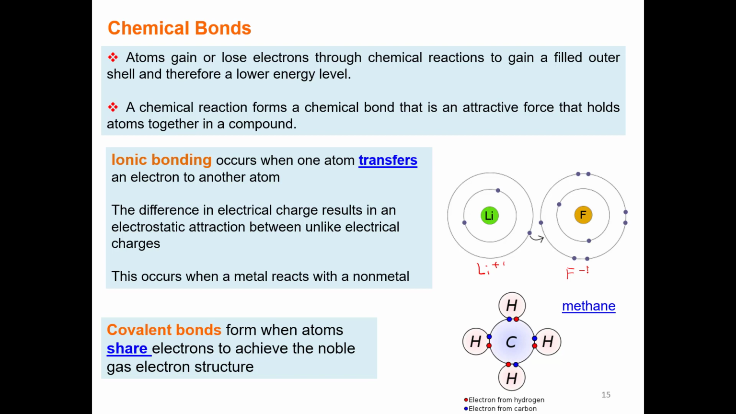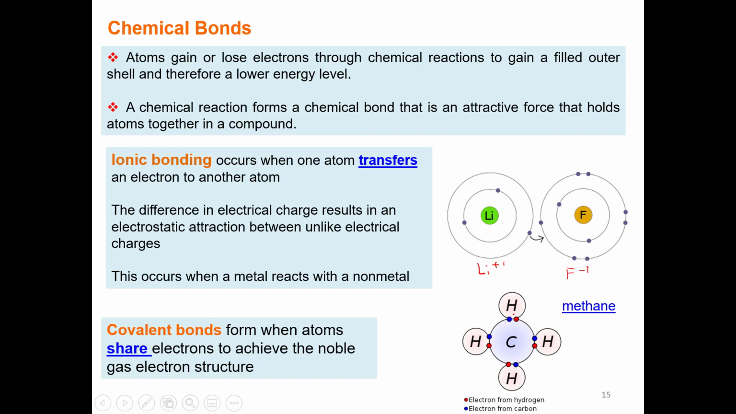This is why they react together, to achieve the noble gas electron structure. It means they want to have a full last shell of electrons. This is the reason. Here we had carbon. Carbon has 4 electrons in the last shell, and hydrogen just 1.